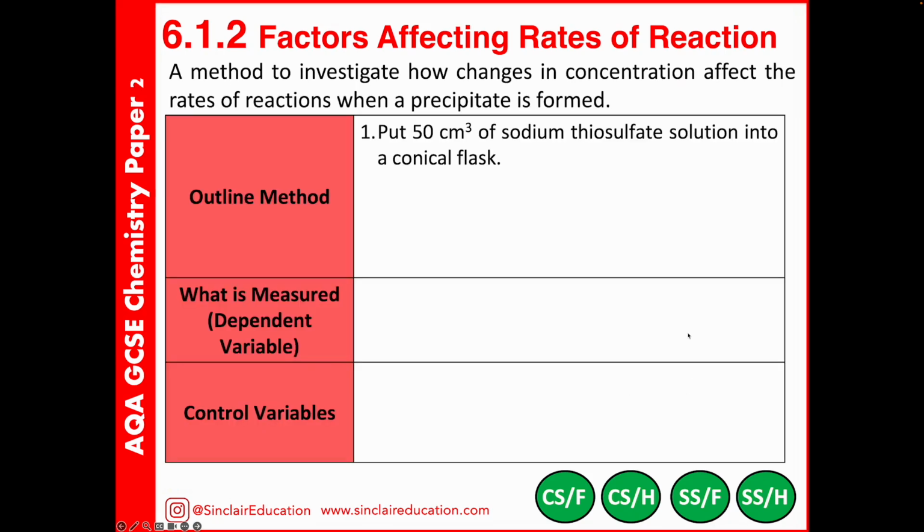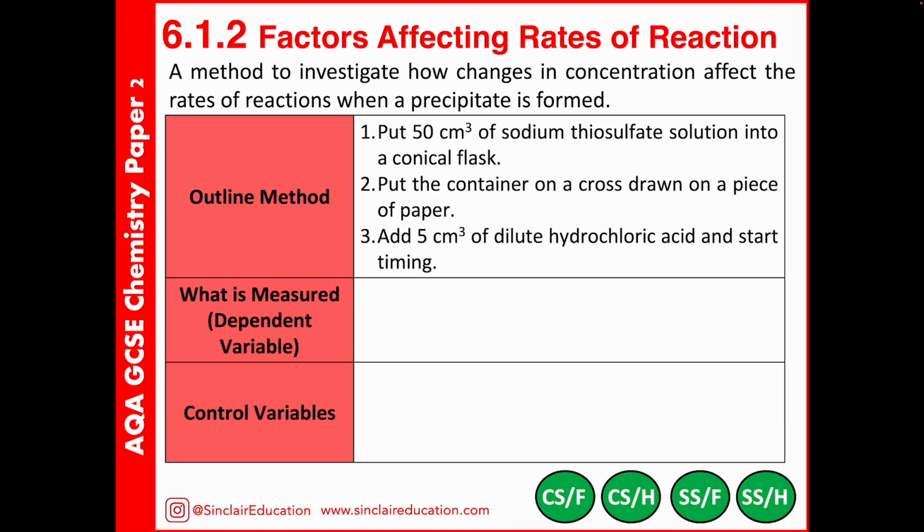So in this method, we'll add 50 centimeters cubed of sodium thiosulfate into a conical flask. We will place this on top of a black cross that's been drawn on a piece of paper. And we'll then add a certain volume of hydrochloric acid, and we'll start timing this. Now here, if we're investigating concentration, we're going to repeat this with different concentrations of acid. Our dependent variable, though, is that we're measuring the time it takes for the cross to disappear.